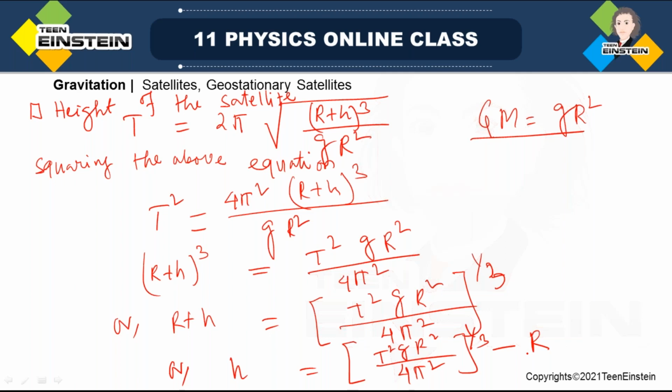You can see that it is t square g r square, where r is the radius of the earth, divided by 4 pi square, and the cube root of that quantity minus r. R is again the radius of the earth. This is the height of the satellite. We will be using this expression while calculating the height of the geostationary satellite.